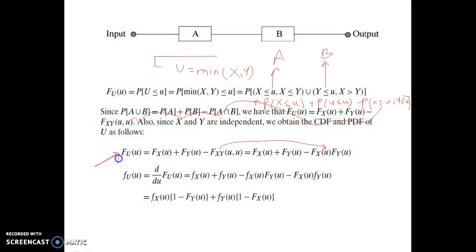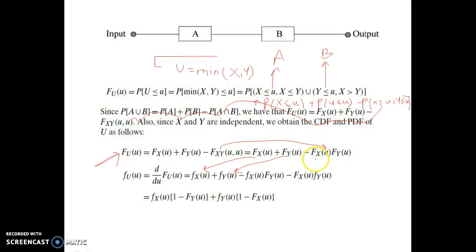Now in order to find the PDF, we have to differentiate the CDF. Since the CDF is in terms of u, the PDF will also be in terms of u, so we must differentiate the CDF with respect to u. If we carry out this differentiation, this term will simply become the PDF of X evaluated at u. This will become the PDF of Y evaluated at u.